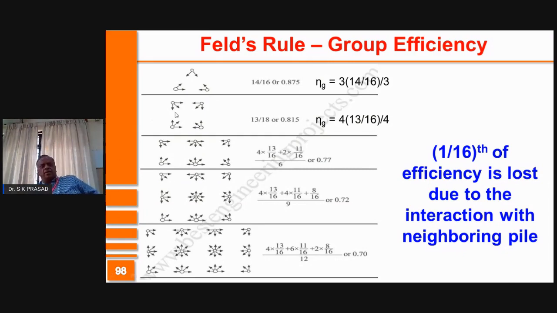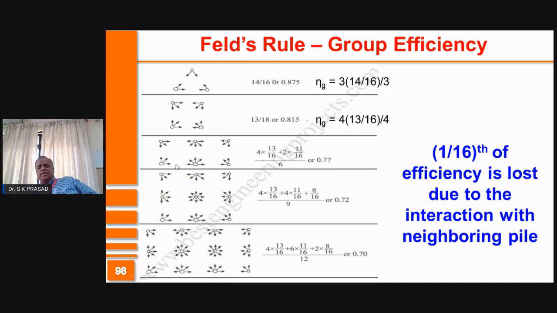Let me take this case 4. Here there are 4 piles. Each one is influenced by 3 neighboring piles. Therefore, efficiency is reduced by 3 by 16, or the efficiency is 13 by 16. 4 piles into 13 by 16 for each of the 4 piles. But now, you take the next one.